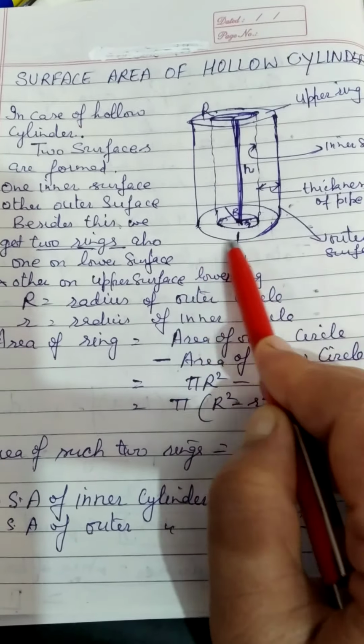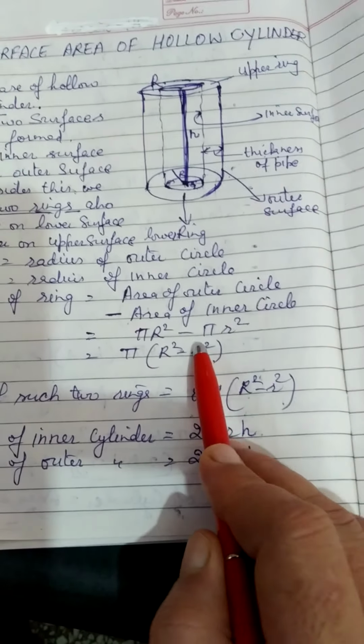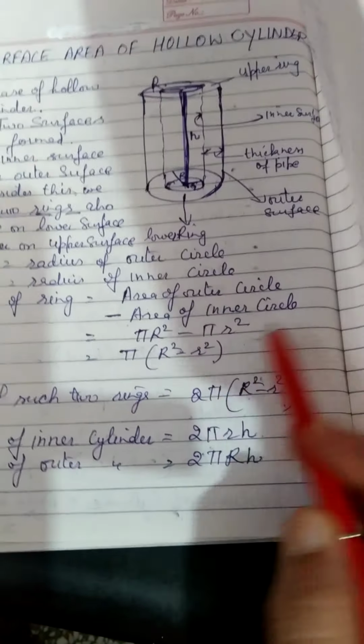Then area of ring is given by area of outer circle minus area of inner circle, that we will get as the area of the ring. Area of outer circle is pi R square, capital R we are using in it, and area of inner circle is pi small r square. Pi R square minus pi r square is the area of ring. Means we will subtract the area of the smaller circle from the area of the bigger circle, and this will be the remaining area of the ring.